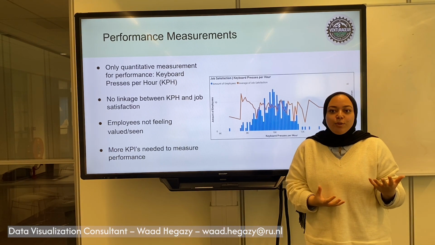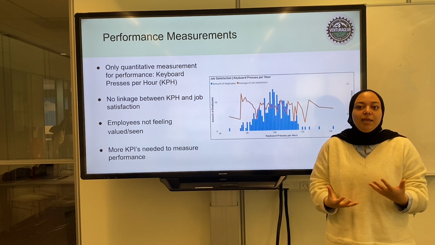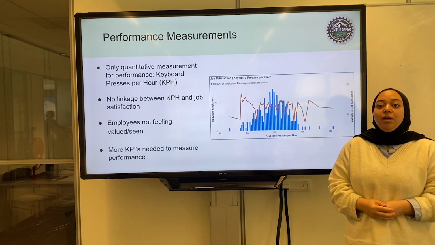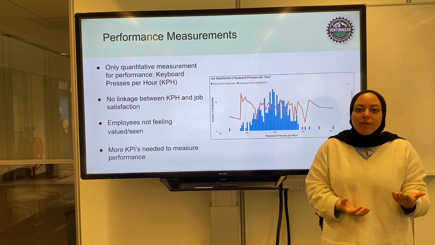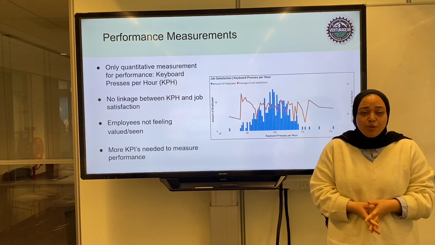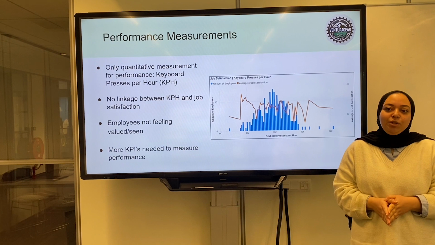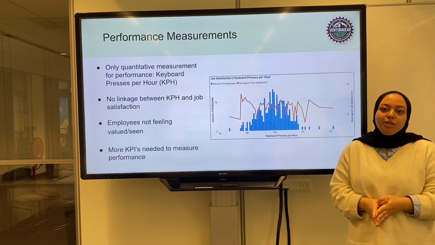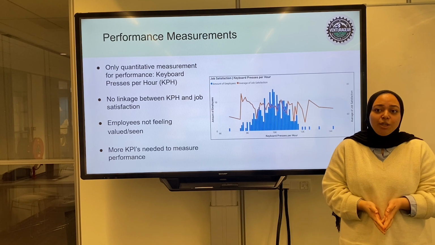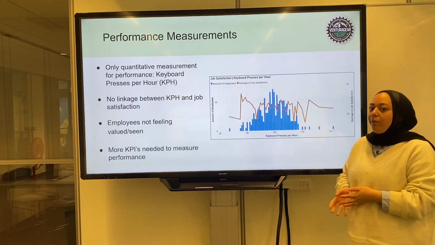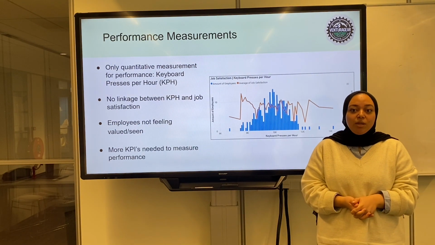see if they're also focused on extrinsic and quantitative variables. Currently, the only performance metric being measured is keyboard presses per hour. While this is a measurable indicator, it doesn't capture the full picture of employee performance or engagement. So the graph here illustrates that there is no clear relationship between keyboard presses per hour and job satisfaction.